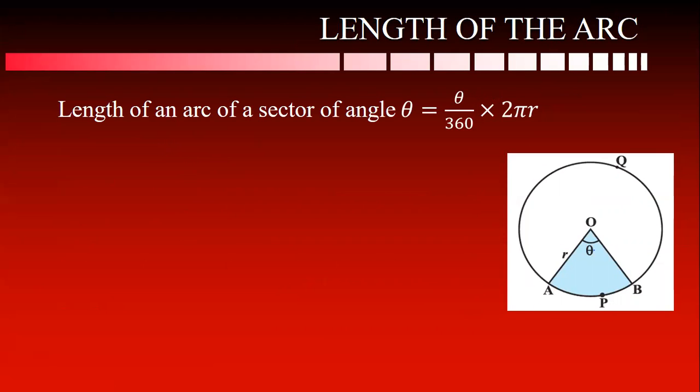Now, length of the arc, same concept. But for the length, it is going to be the circumference. So length of the arc will be theta by 360 into 2 pi r. Whatever angle, that one's length from the total, which is the circumference of the circle. So that is how we get the length of an arc.